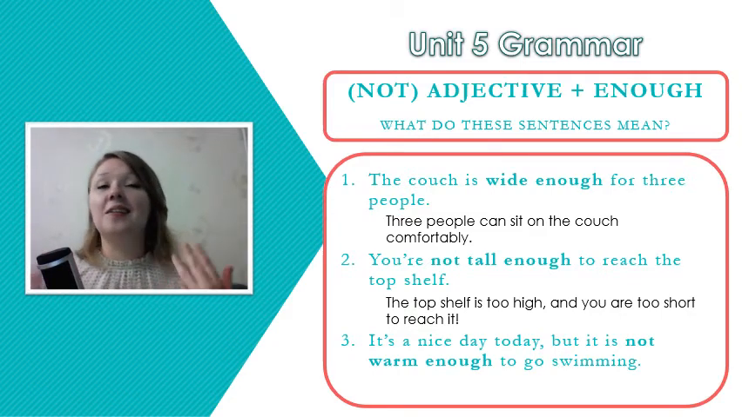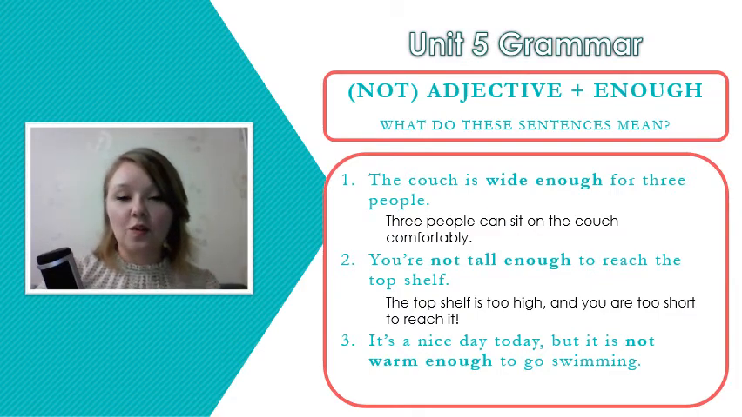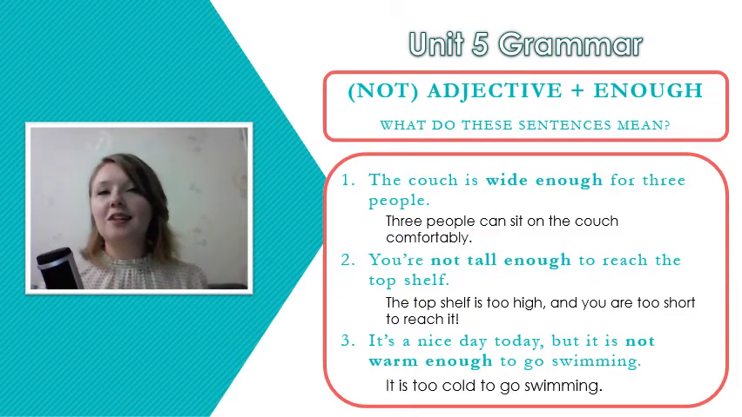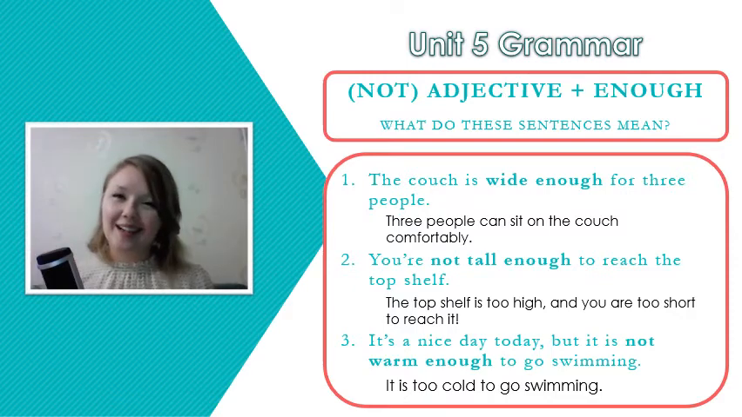Your height is inadequate. Number 3, it's a nice day today, but it's not warm enough to go swimming. Not warm enough. What does this mean? This means it is too cold to go swimming. So as you can see, we use adjective enough and not adjective enough to talk about when things are adequate or inadequate.